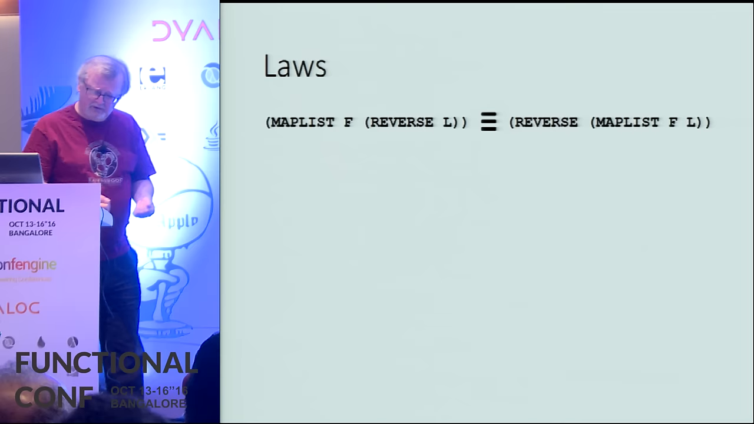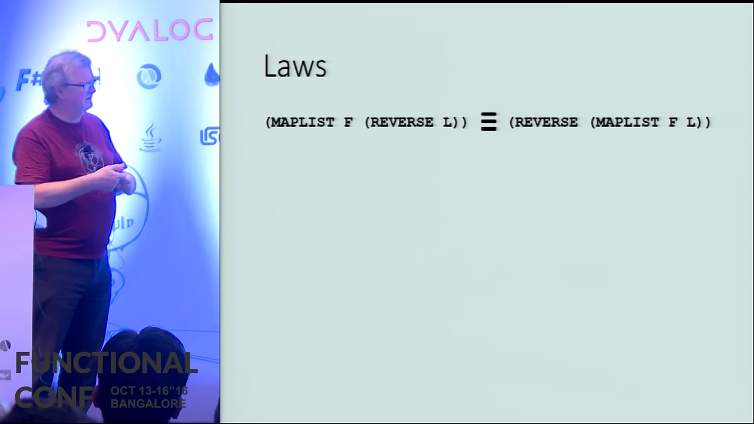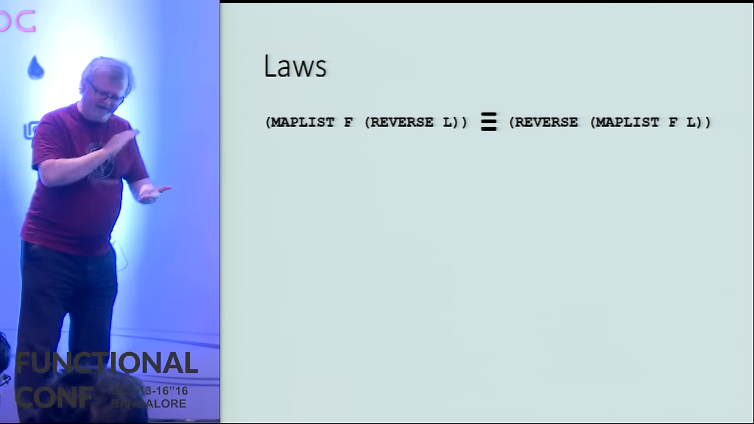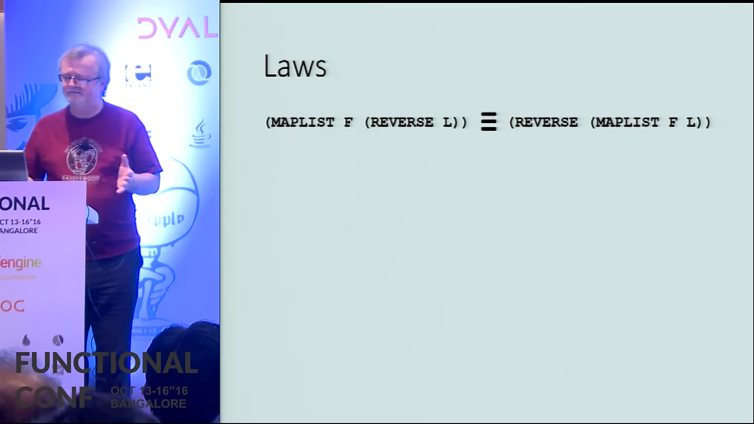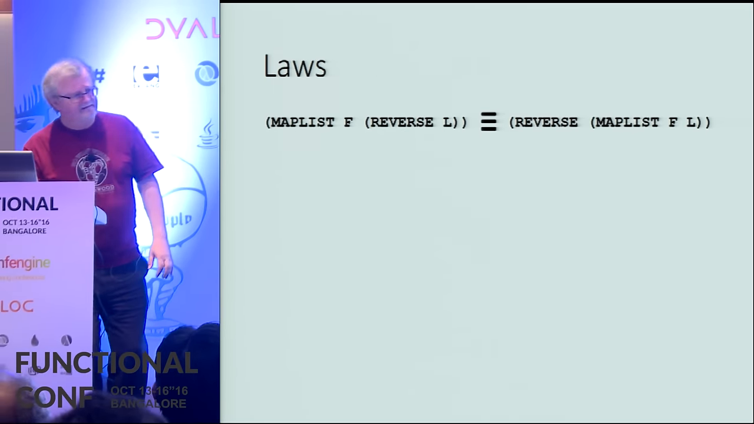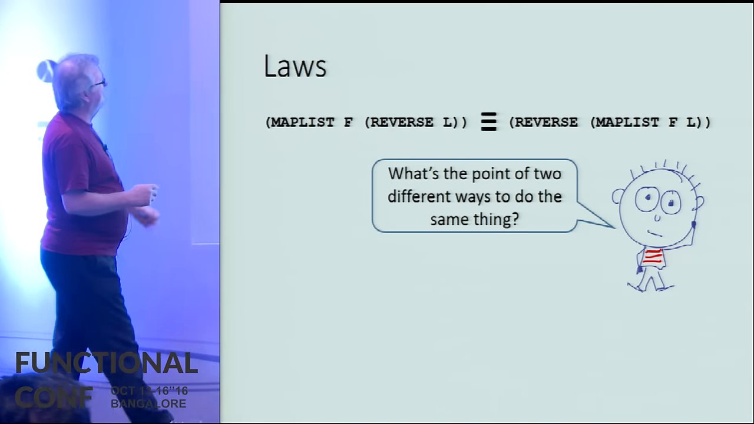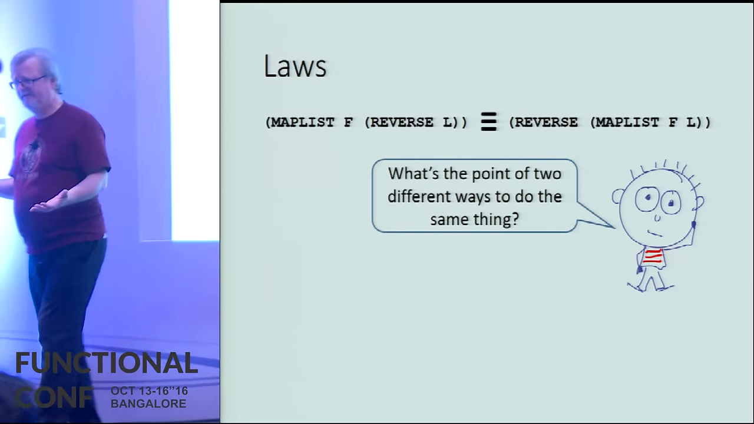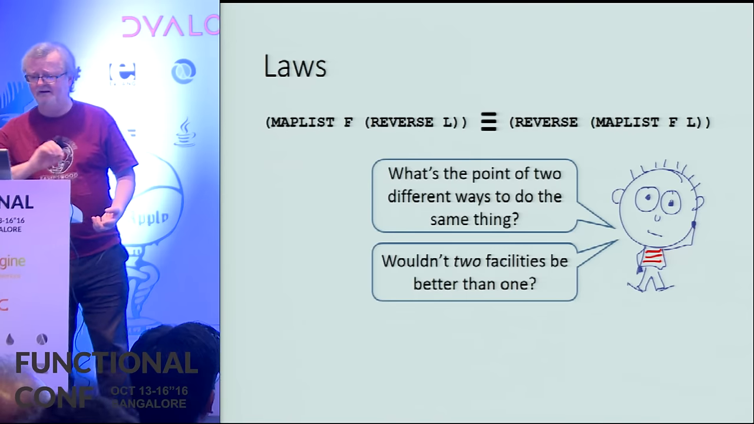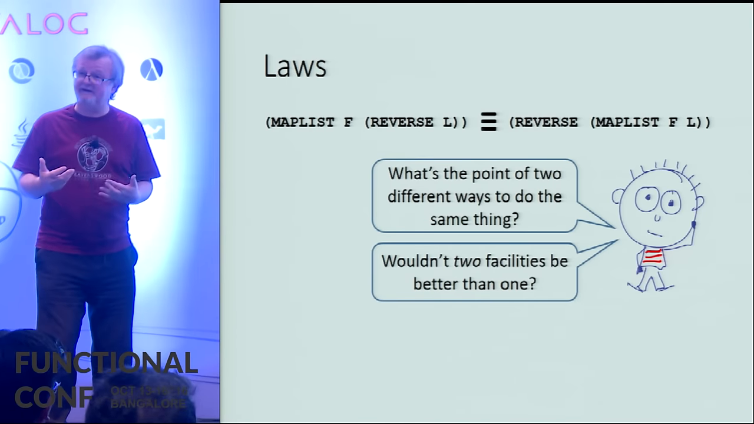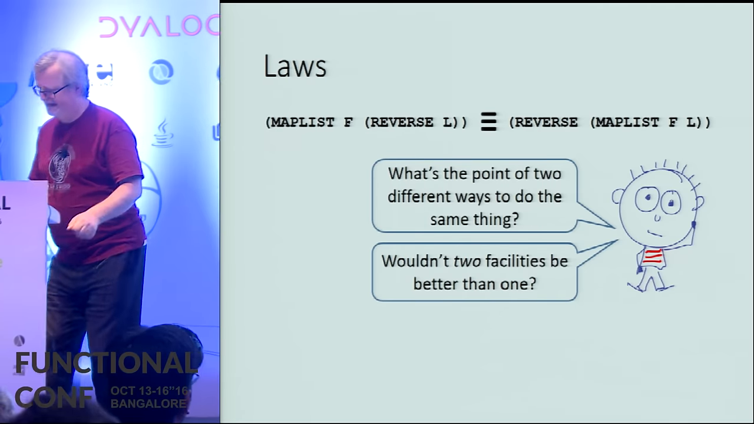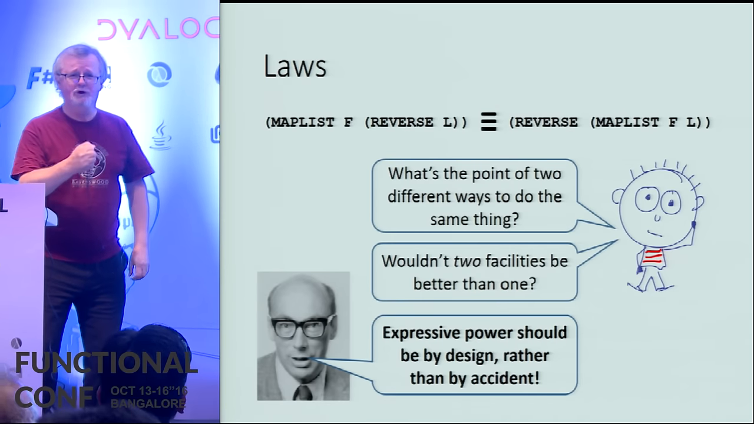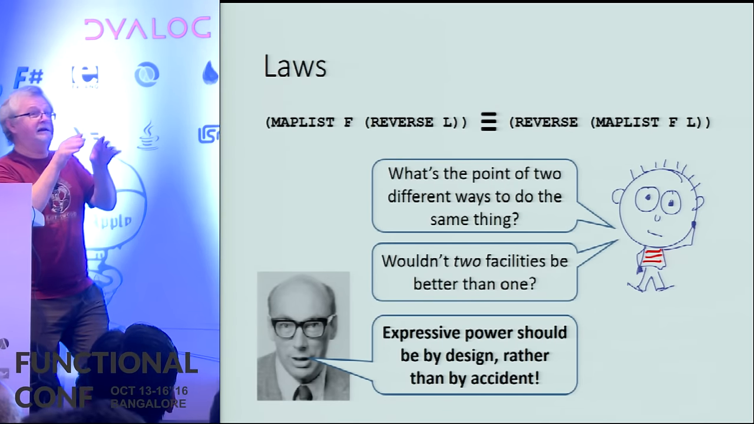But Landin was very opposed to laws that are nearly true. He thought a law should hold always, without question. And he even discusses in his paper whether or not that's a good thing. So you can imagine somebody coming along and saying, well, what's the point of having this law? What's the point of having two programs that do exactly the same thing? Wouldn't it be better if they did different things? Because then you'd have a choice. Landin thunders, no, expressive power should be by design rather than by accident. Yes, Mr. Landin.